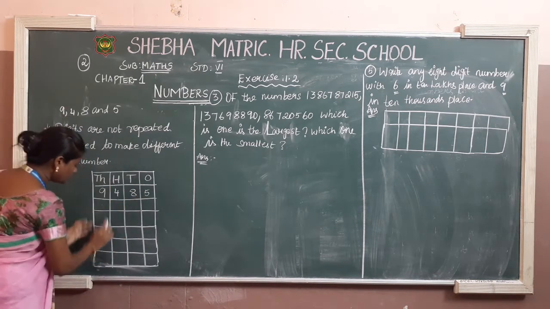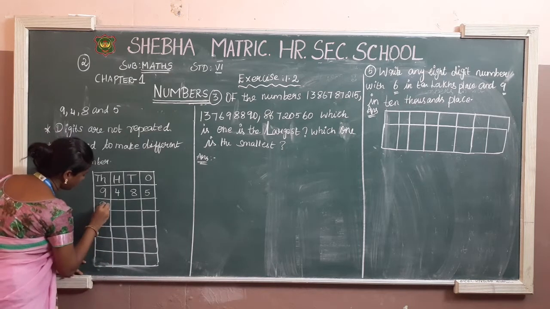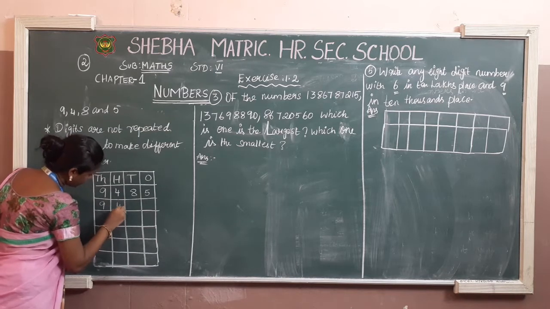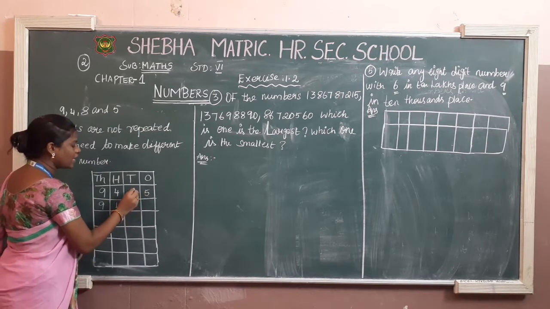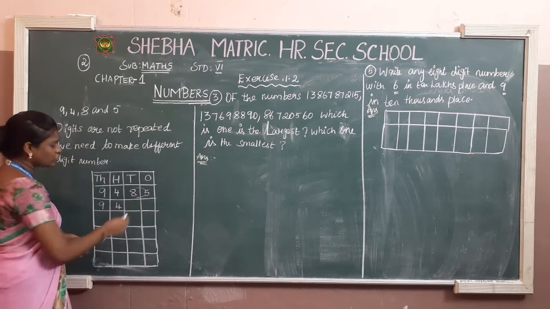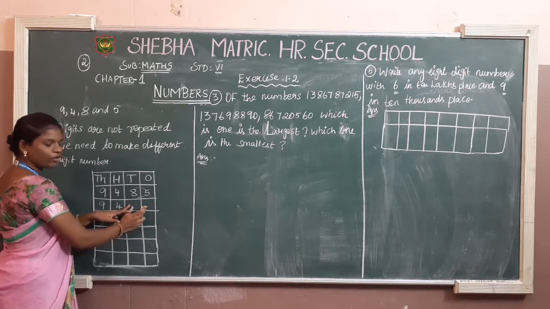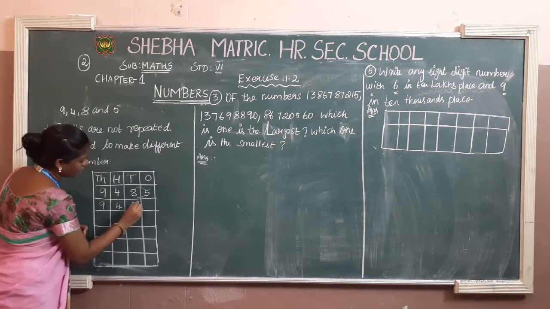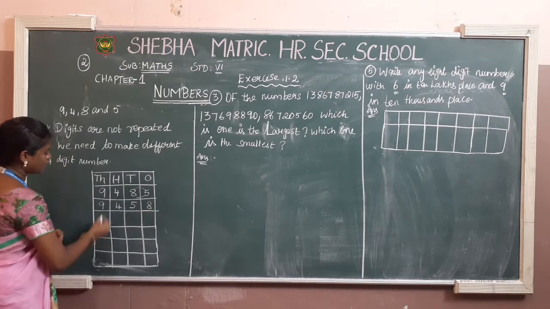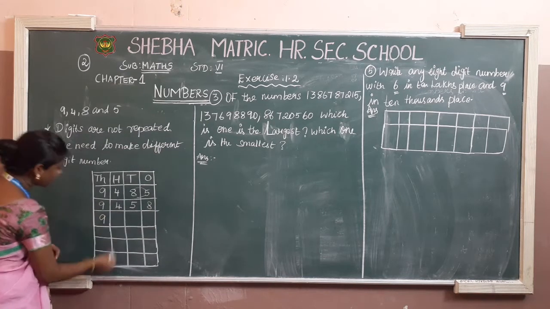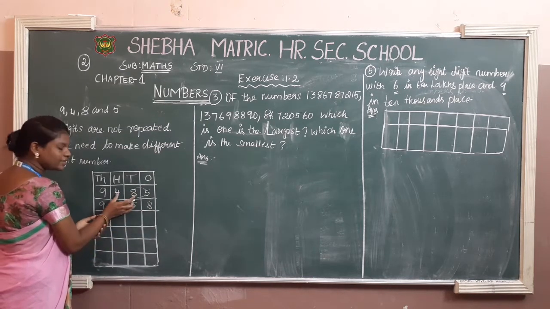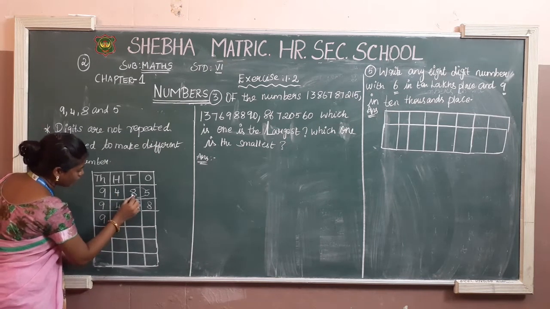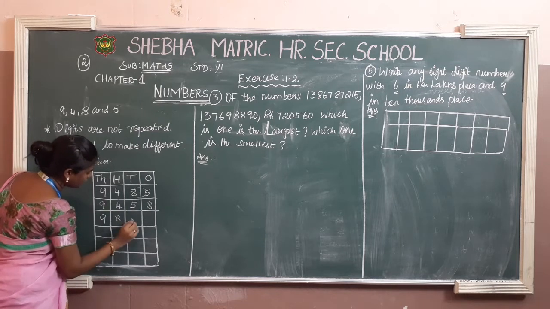We don't change the first digit, so we write the first digit 9. Next 4, so we write 4. Next we can interchange 5 and 8, so we interchange the second row: 5 on the tens side and 8 on the ones side. Next, as usual, the first digit is the same. Then we can interchange the center digits 4 and 8, so 8 is on this side and 4 is on this side.